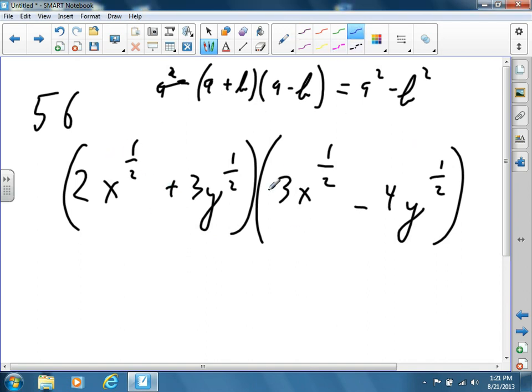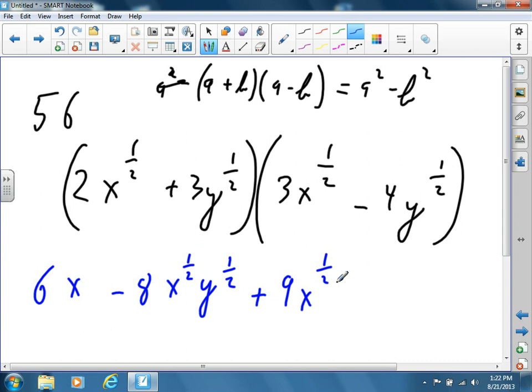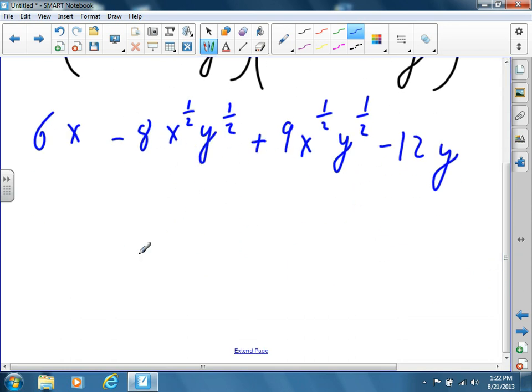Okay, well, first one times first one. 6x to the 1/4? No, x to the 1/2 times x to the 1/2. That'd be x to the 1, right? Yeah, just x. Okay, 6x. This guy times that guy. Minus 8 x to the 1/2 y to the 1/2 plus 9 x to the 1/2 y to the 1/2 minus 12y. Alright, so the guy in the middle, I see that it's the same, so I'm going to write down a final answer.